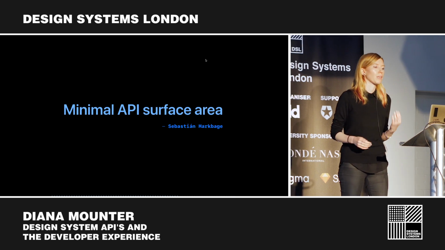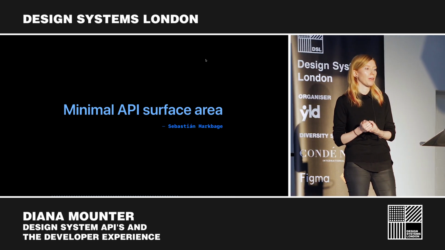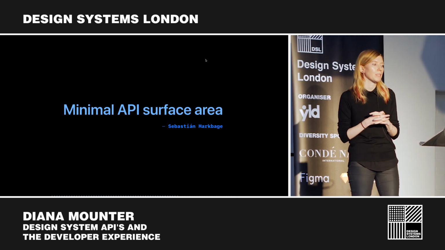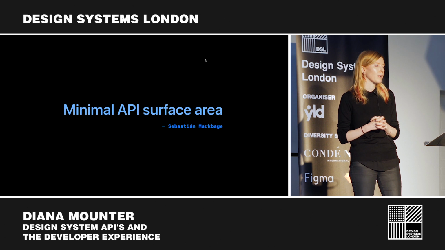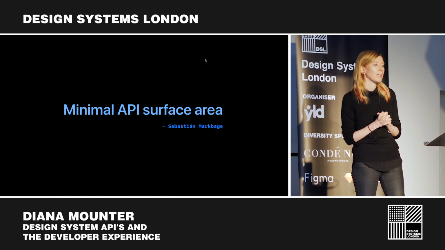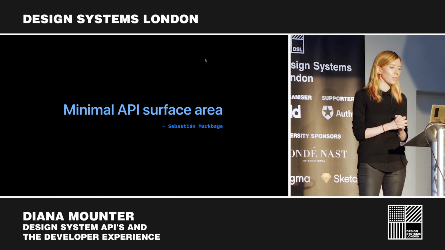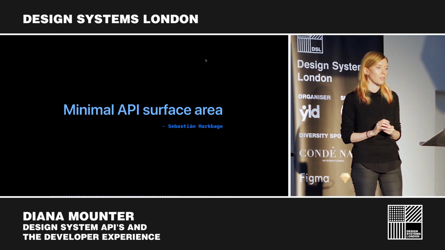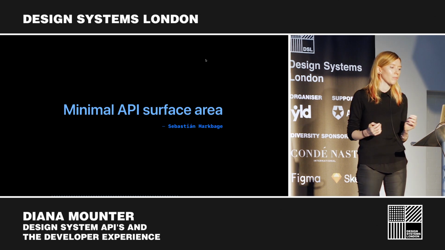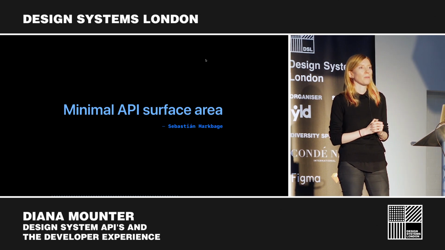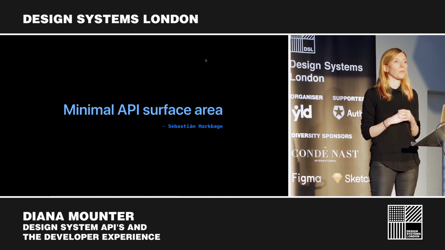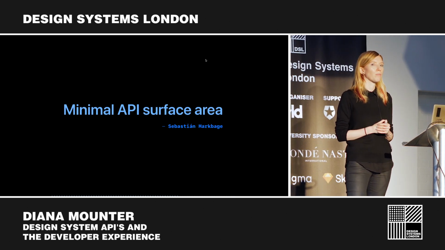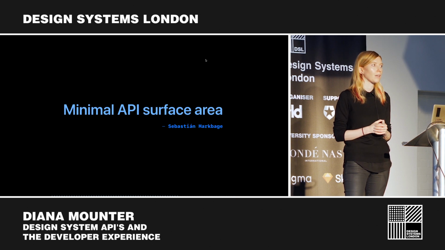And this leads me to talking about minimal API surface area, which is a really fantastic talk by Sebastian Markbåge, if you haven't seen it. I've watched this twice. I plan to watch it many more times, and tell your teams to watch it if they haven't. It has so much useful information that doesn't just apply to design systems, but to development generally. What he talked about was having the most minimal surface area you can for your API.